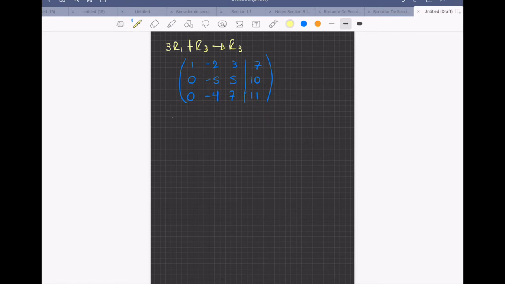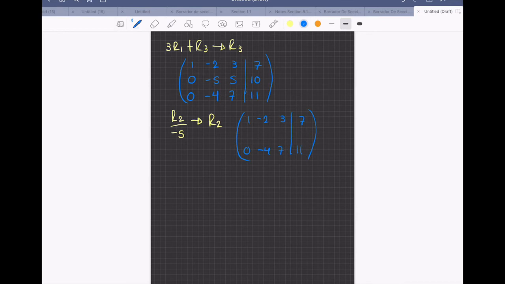So here it's going to be row 2 divided by -5, and this will replace row 2. After that, my new matrix is going to be what? Row 1 and row 3 as they are. 1, -2, 3, and 7. 0, -4, 7, and 11.